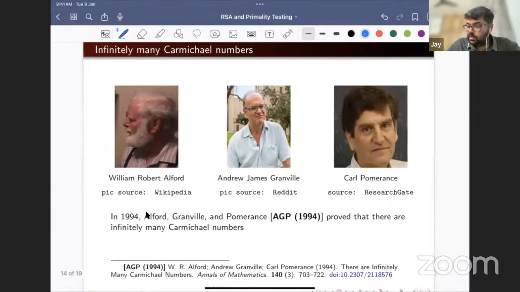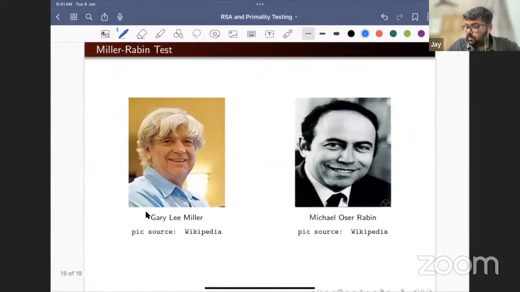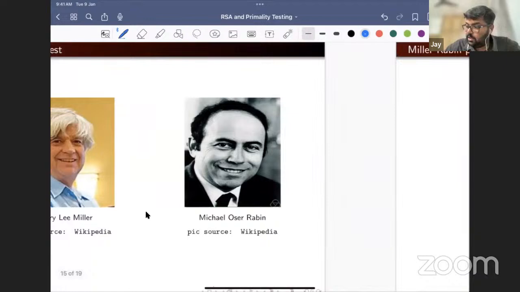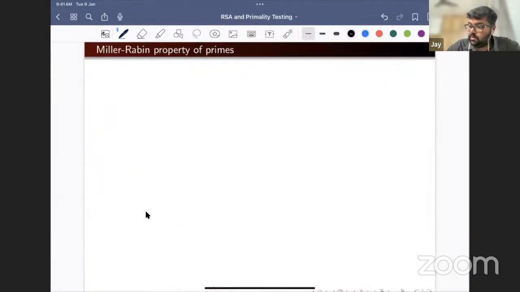So now coming to another test. Miller and Rabin, in a separate paper, have given a property of primes, and that is another alternative to Fermat's test, which is again better. Why it is better, and what is the property of the primes?